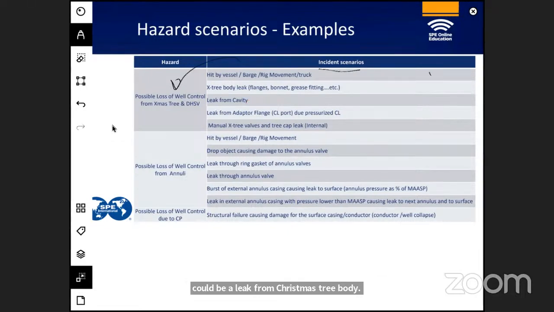Each scenario is evaluated in the risk assessment. What is the probability of each event happening? Each will have a different probability of the event happening. And for that particular well, based on the production or the type of fluid, the consequence has to be determined.